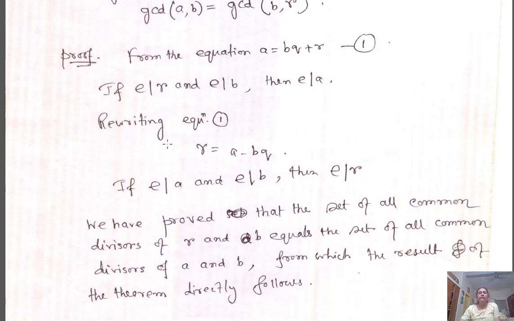So the set of all common divisors of R and B and the set of all common divisors of A and B are essentially the same. So the greatest element here, the greatest common divisor of B and R, and the greatest common divisor of A and B are essentially the same, because both sets are the same. So it directly follows from this argument.